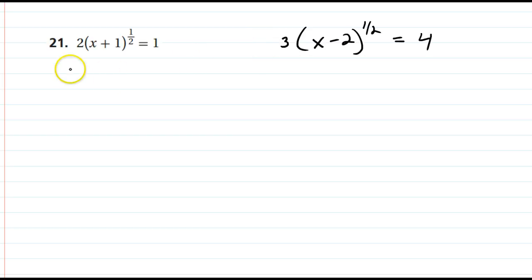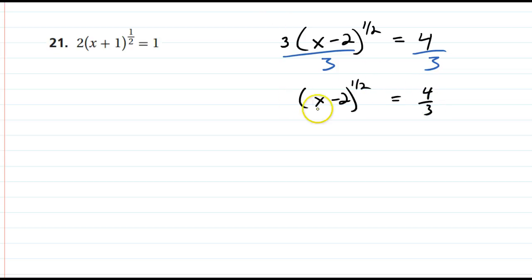Same idea on number 21. We don't want to distribute that. We need to divide both sides. So let's look at this example. We're going to divide both sides by 3. And so we get x minus 2 to the 1/2 equals 4/3.